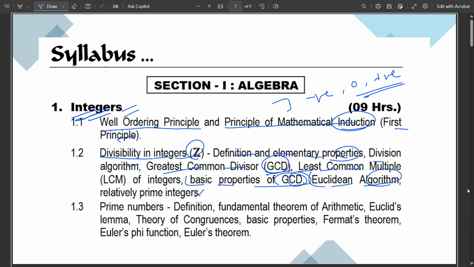Then after that, we have prime numbers. In prime numbers, we are going to see the fundamental theorem of arithmetic, in which we are going to use the well ordering principle on the factors, the product of the factors. Then we are going to have Euclid's lemma. After that, we are going to have theory of congruences, basic properties, Fermat's theorem, Euler's phi function, and Euler's theorem, and many more. So this is all about our first chapter, which is integers. Now, without wasting further time, let's jump to the chapter.